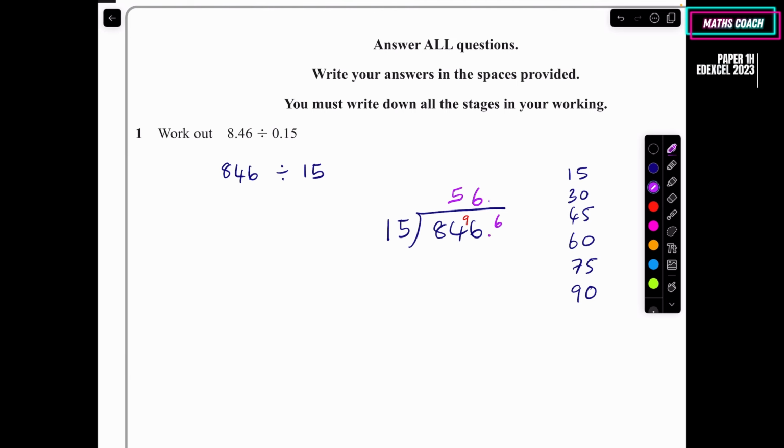For the remainder, we add the decimal point here and here. Then we add another 0, because it's after the decimal point, so it doesn't matter how many zeros we add. Now 15 into this new number, 60. How many times does it go into 60? Exactly 4 times. So the final answer is 56.4.